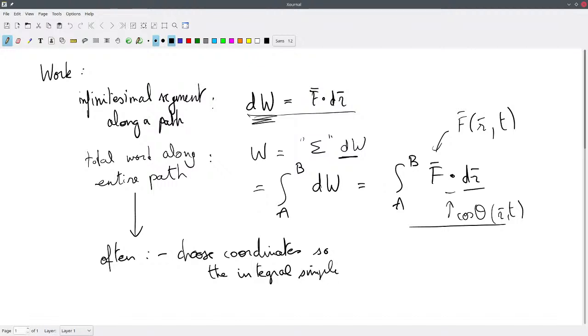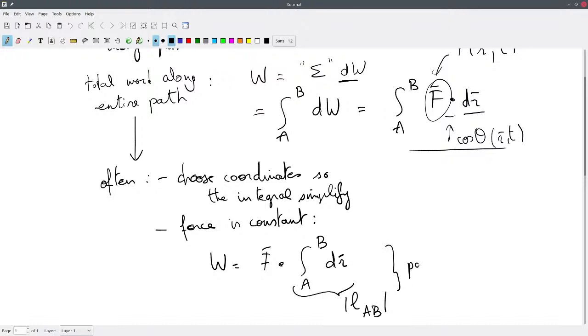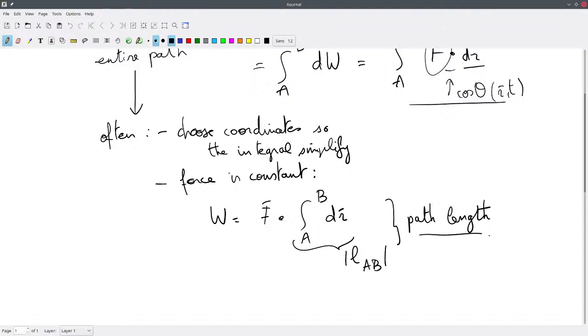Or the other thing that we will often do is the force will be constant. And of course, when the force is constant, then the integral doesn't involve any calculus in this force here. So we're just going to be able to bring the force out of the integral. We get our integral that is now just over the line element, and this is actually going to turn into the length from A to B in absolute value. So that's the path length. So that's going to become a much easier expression to deal with.